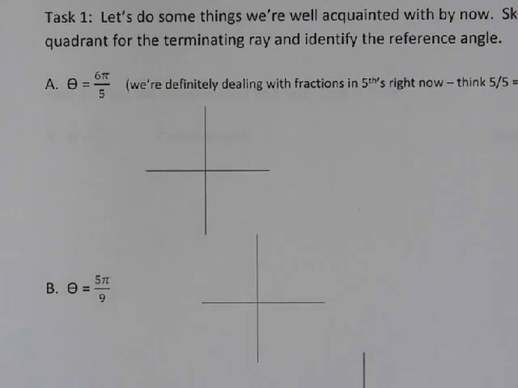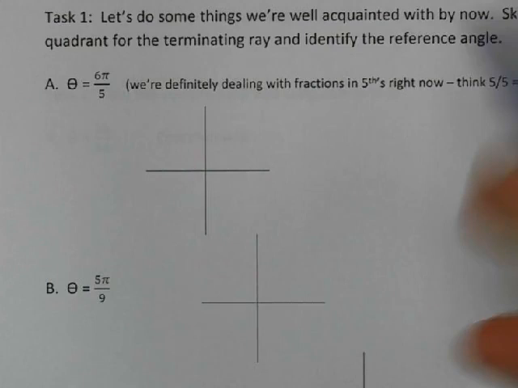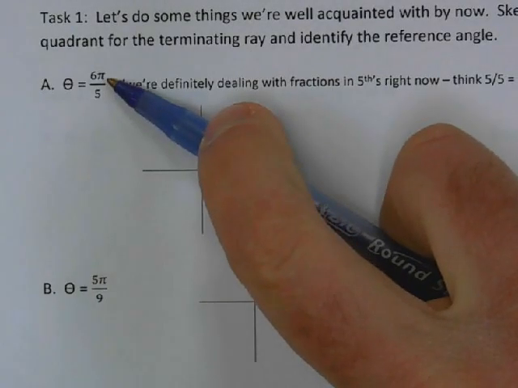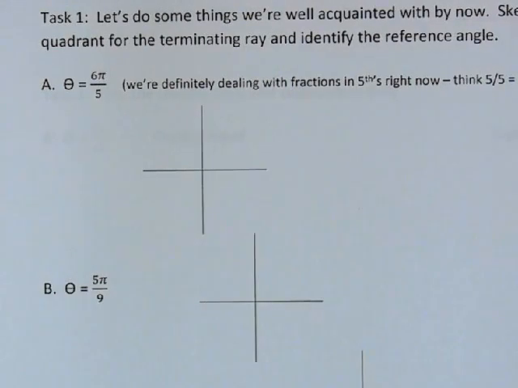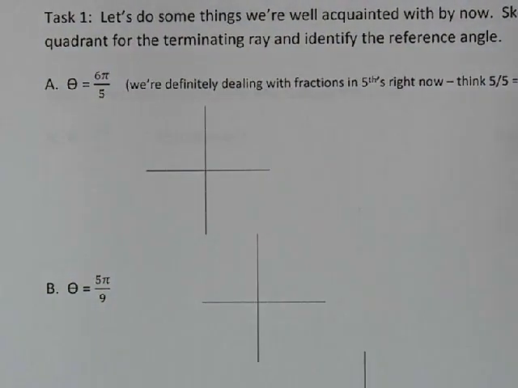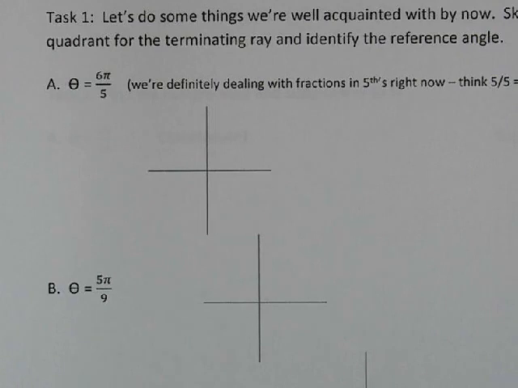Okay, now one thing you can always do, and I wouldn't recommend this, but it is kind of a last resort, well, what is pi? 180 degrees. So I can plug in 180, multiply by 6, divide by 5, and then that gives me my answer in degrees. But we don't want to work in degrees, we want to keep it in radians. Okay, so then how would I draw this in radians?